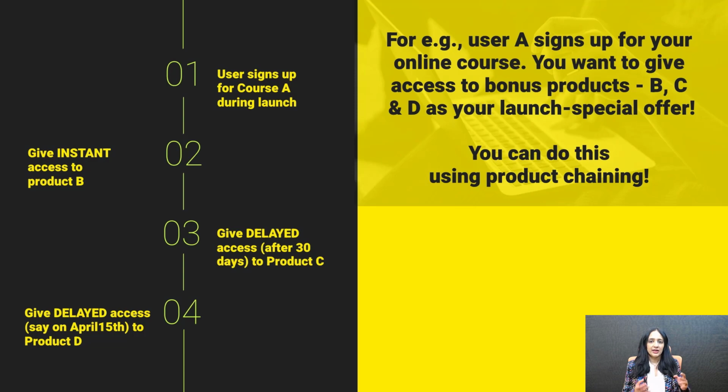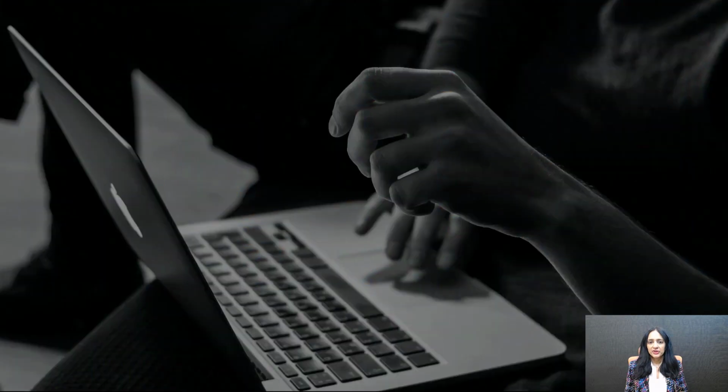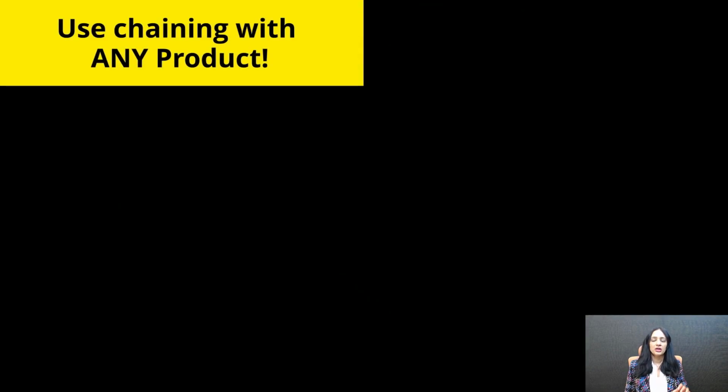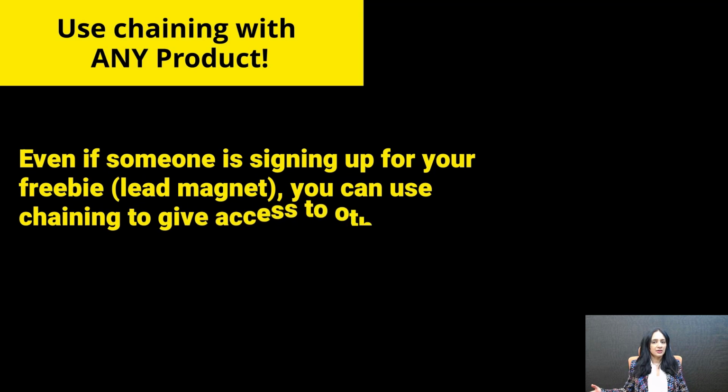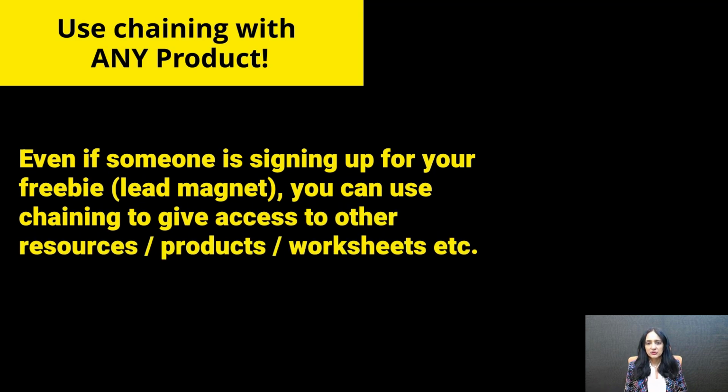So the main product, the source product to which they are signing up, could be anything, right? It could even be a freebie. So even if you have a lead magnet, for example, and you want to say when someone signs up for this lead magnet, give them access to all these other things, you can do that too. So you can create all kinds of different rules.